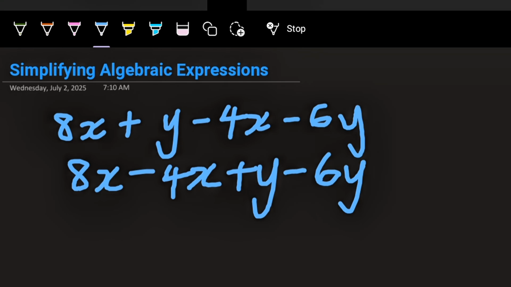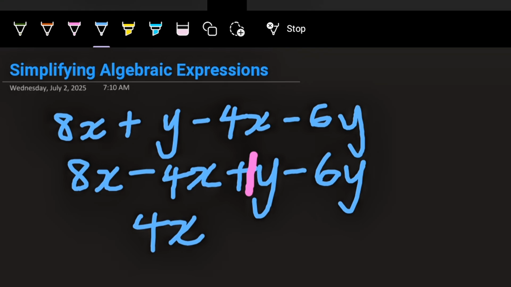Good. Alright, so all we're going to do now is to work out the answers, because now that the like terms are together, we can work them out. So 4 from 8 is 4, so we have 4x. Some people might get confused when they see the single letter by itself, so what you can do is always put a 1 there. It's the same thing.